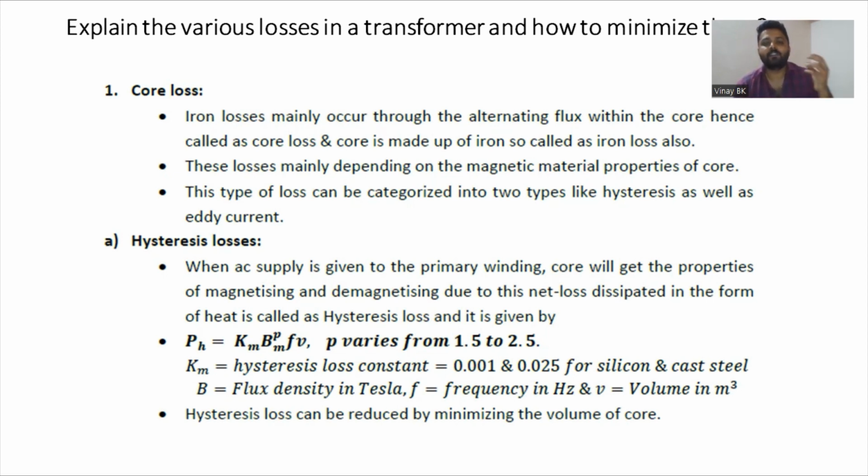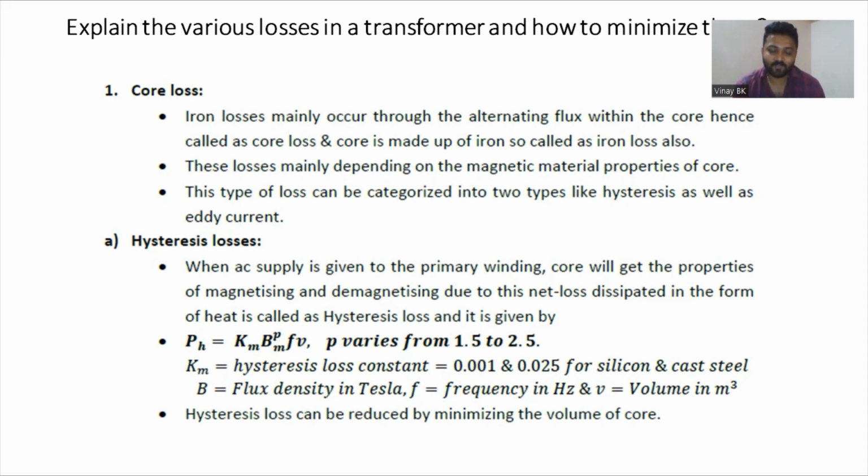Due to that continuous flow of alternating flux, the core gets heated. That loss or heat dissipation is called core loss. Since the core is made up of iron, you can also call this iron loss. These losses mainly depend on the magnetic material properties of the core. There are two types of core losses. First one is hysteresis loss.